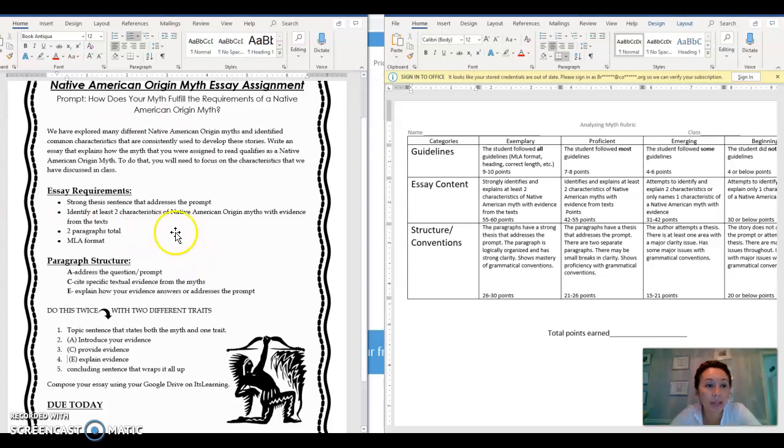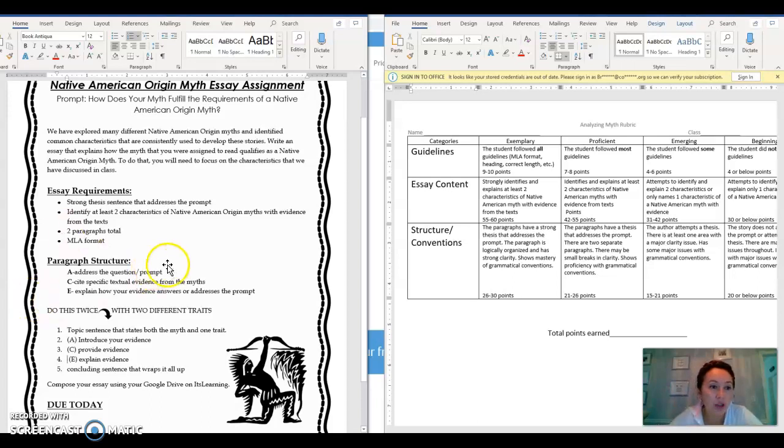So if you look over here on the left, here are your essay requirements. You need to make sure that you have a strong thesis, that you have at least 2 characteristics of a Native American myth with evidence from the text that you discussed, and 2 paragraphs total. It's in MLA format, which you should know how to do because you already watched the video, right?